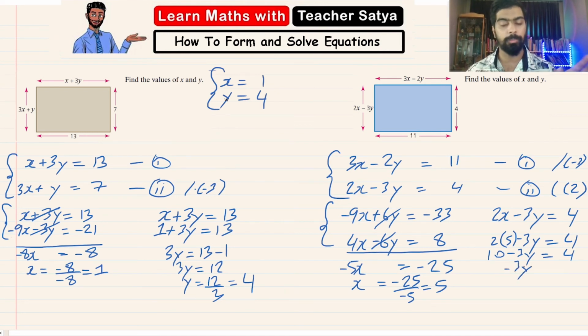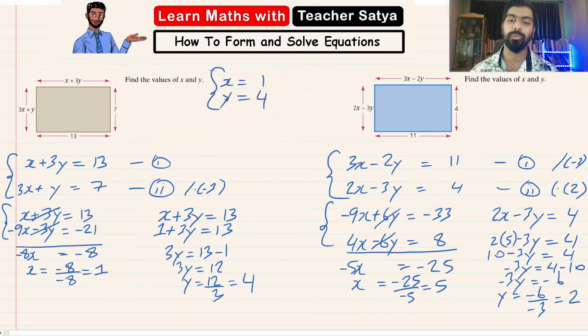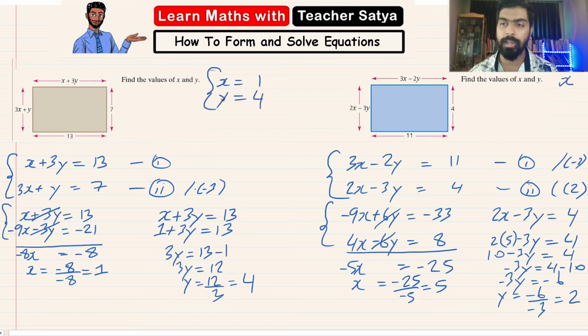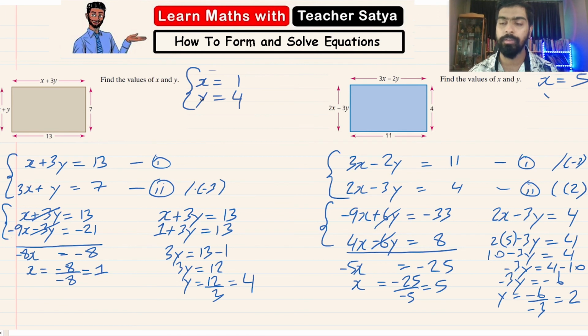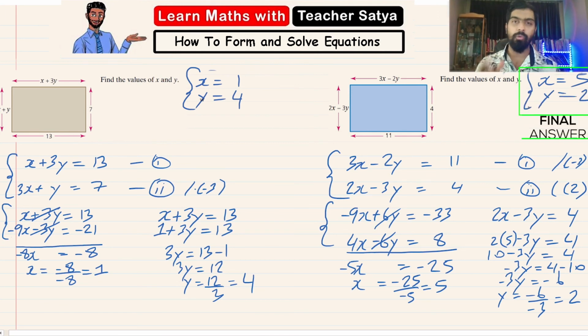Now I'm going to subtract 10 from both sides. So I have minus 3y is equal to 4 minus 10, right guys? So minus 3y is equal to negative 6. And now I'm going to divide both sides by negative 3. So minus 6 over minus 3 is equal to 2, right guys? So the value of x in this case is equal to 5 and y is equal to 2. And that is how we would solve equations in two variables, guys.